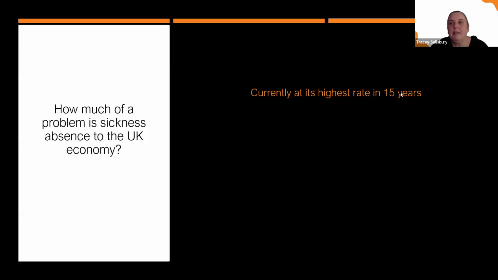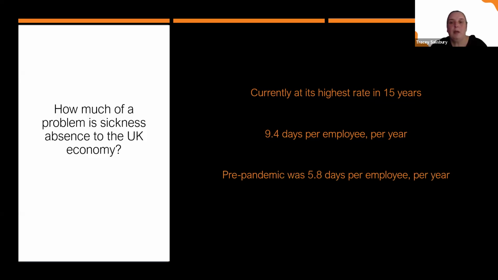Why does it matter? So sickness is currently at its highest rate in 15 years. And it's currently averaging across the UK at 9.4 days per employee per year. So it's nearly 2 weeks per member of staff on a full-time basis per year at the moment. Pre-pandemic, so going back about 6 years ago, it was at 5.8 days. So it's doubled in the last 6 years.